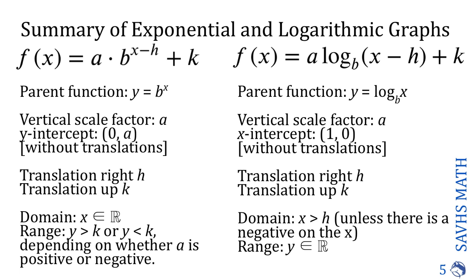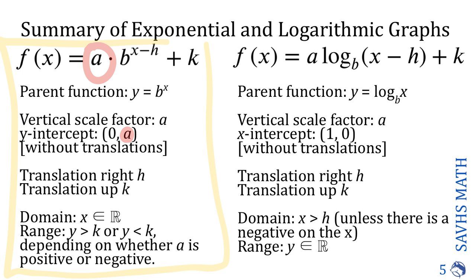I'm just going to look at this first half, which is the exponential function stuff first, okay? The parent function is just y equals b to the x. The a is a vertical scale factor, and so if a is bigger than 1, then we have a stretch, and if a is between 0 and 1, we have a compression, and that affects our y-intercept, and so we have to be aware of that.